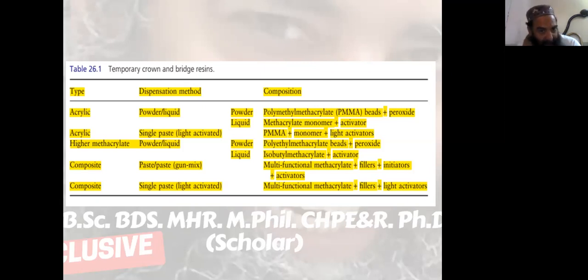Composite paste, which is gun mixed, consists of multifunctional methacrylate plus fillers, plus initiators, plus activators. And composite with a single paste, which is light activated, is multifunctional methacrylates plus filler plus light activators.